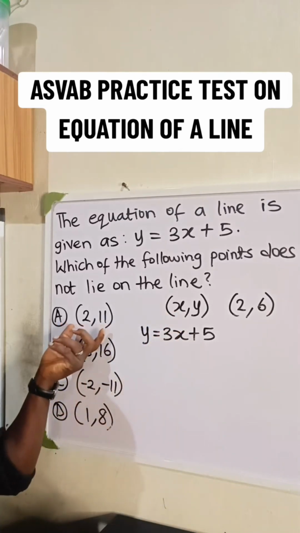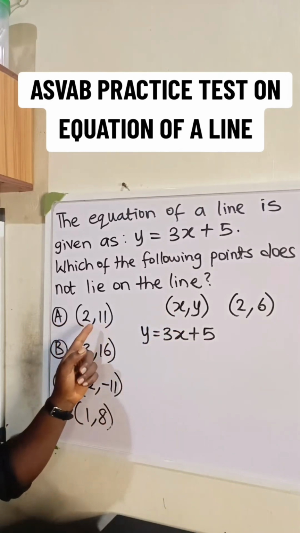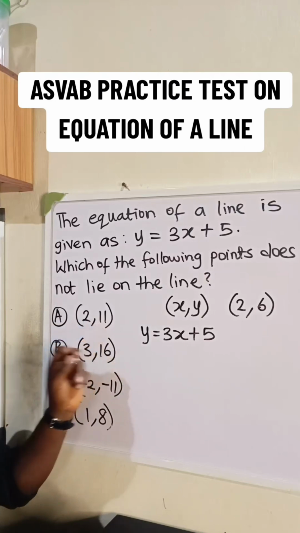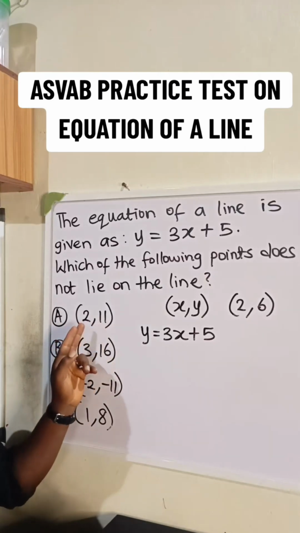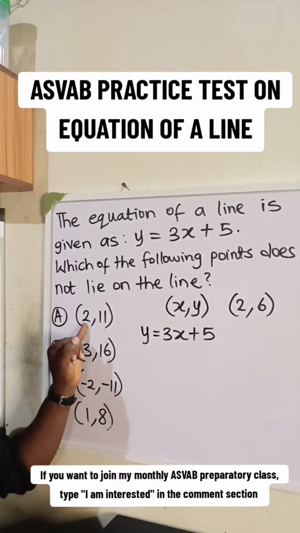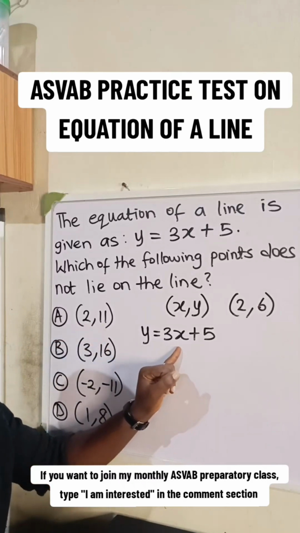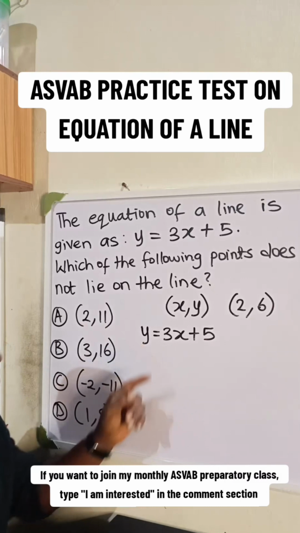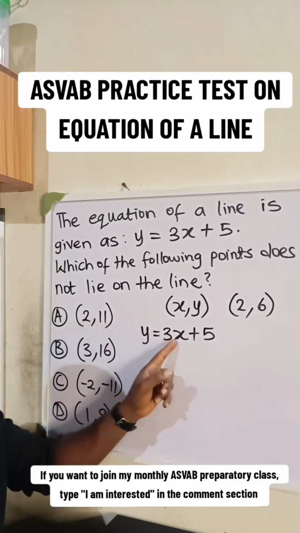So let's look at this first option, (2, 11). This means 2 is the x value, 11 is the y value. So we're going to see if we put 2 into this side of the equation, are we going to get 11? 2 is x, right?